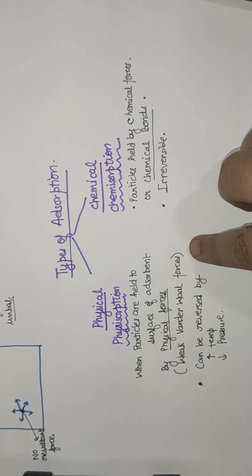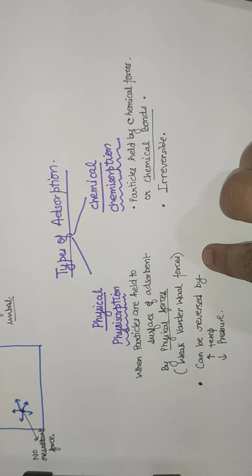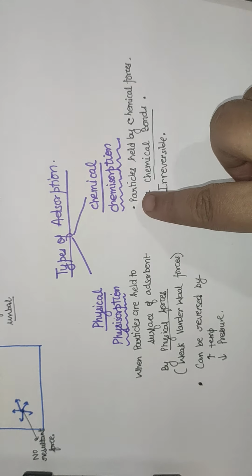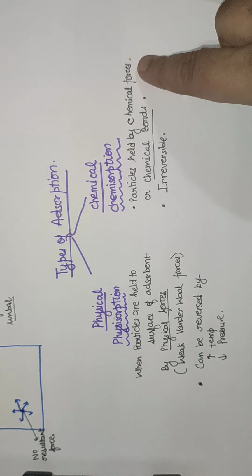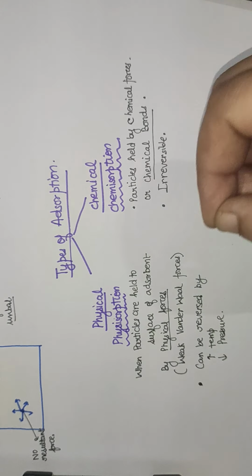So this reaction can be reversed by increasing the temperature or by decreasing the pressure. While in chemisorption, the particles are held by chemical forces. Means they are going to be very strong. They are going to be very specific in nature. What will attach to what?